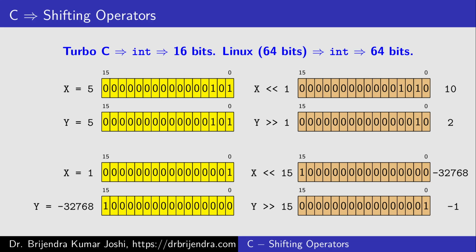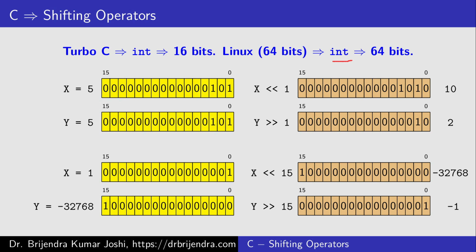Now recall, in case of Turbo C, integer or int data type was of 16 bits, whereas in all modern Linux operating system distributions, by default int data type is of 64 bits. Now here, as an example of the typical behavior of left shift and right shift operators, I have assumed that the machine is of 16 bits.